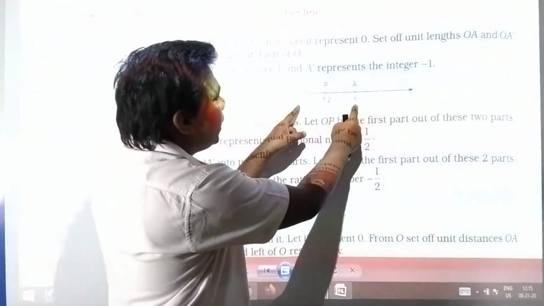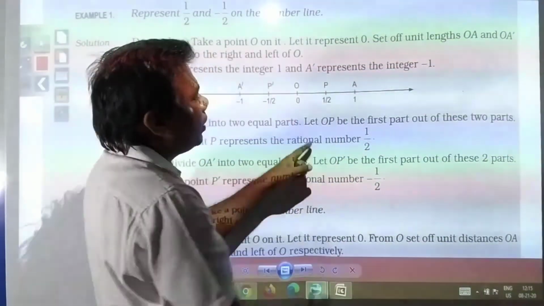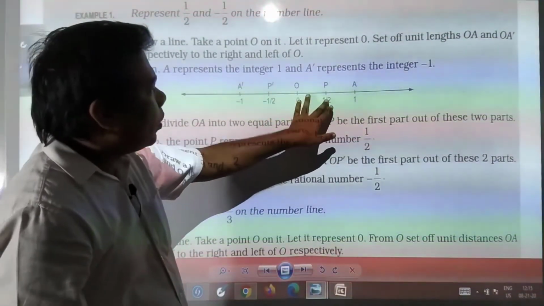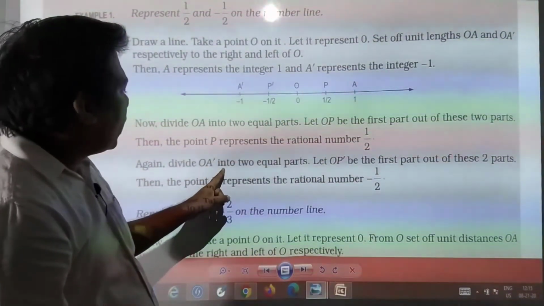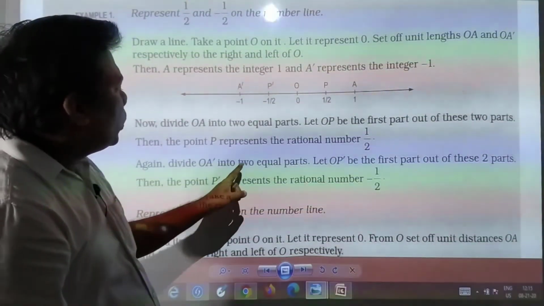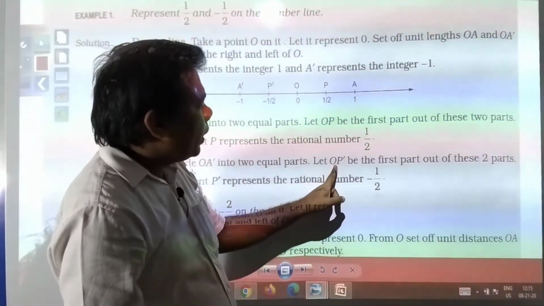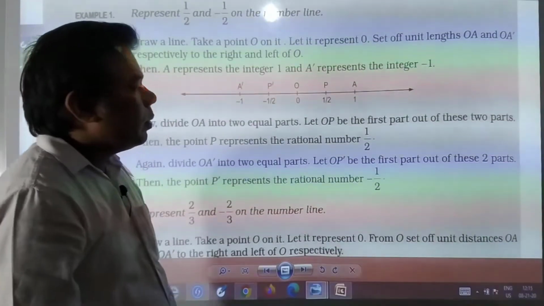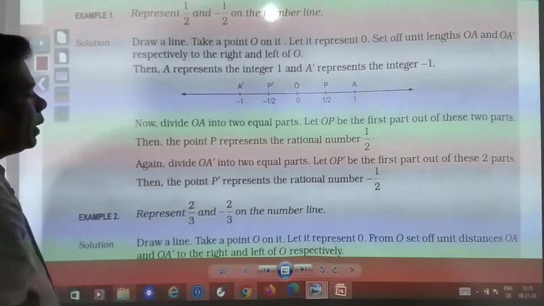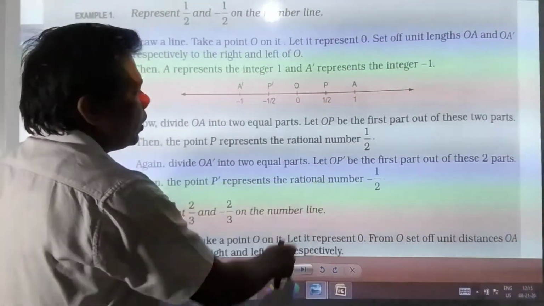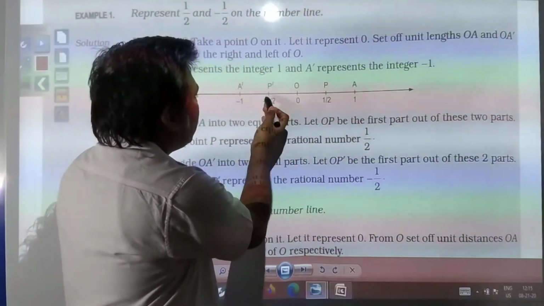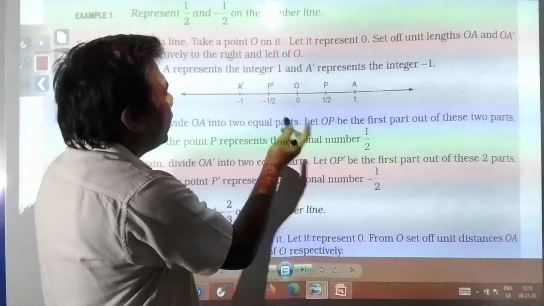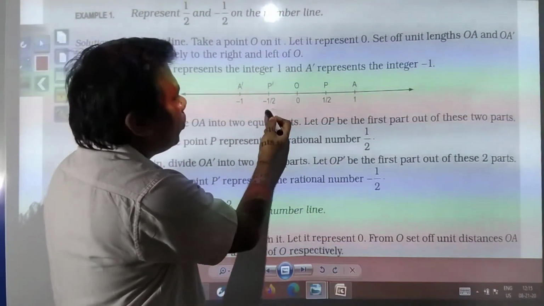Suppose this is 1 centimeter, this will be 1/2 centimeter. So in this way, this is required to be divided into two equal halves. Again, divide A dash into two equal parts. Let OP dash be the first part out of these two parts. Then the point P dash represents the rational number minus 1/2. So here P represents 1/2 and P dash represents minus 1/2.